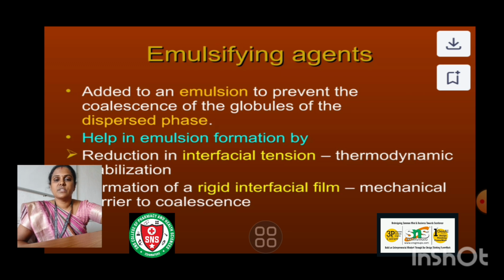Then the important part of emulsion is the emulsifying agent. The emulsifying agent is added to reduce the interfacial tension, because in emulsion we are using two immiscible liquids which do not mix with each other. So for the mixing purpose, or for reducing that interfacial tension, we use the emulsifying agent. It is added to an emulsion to prevent coalescence. Coalescence is the clotting of globules in the dispersed phase. So it reduces interfacial tension.